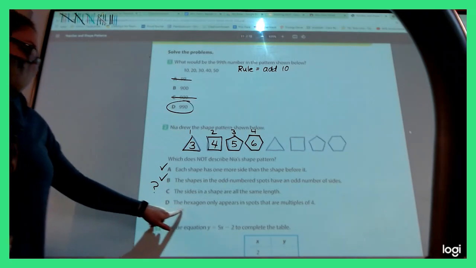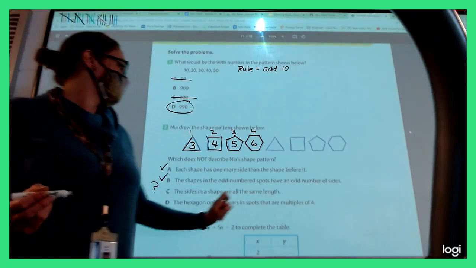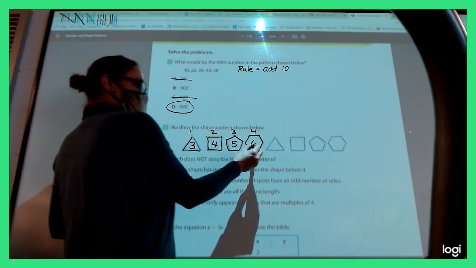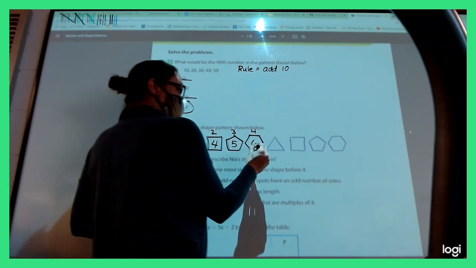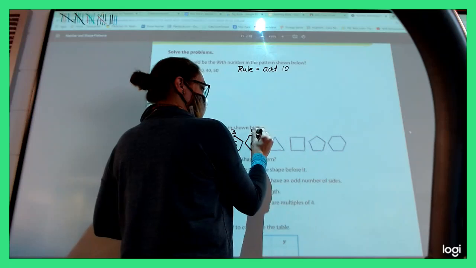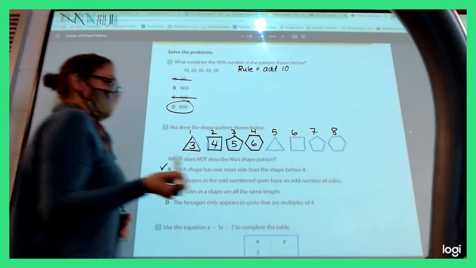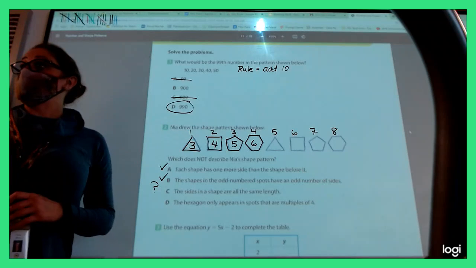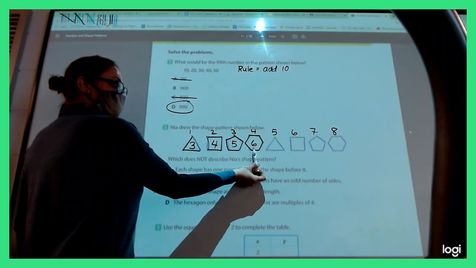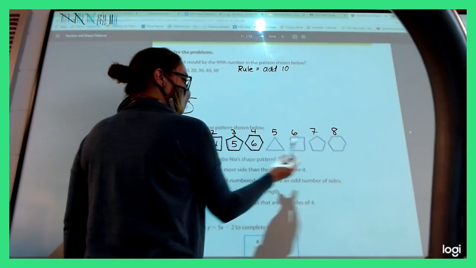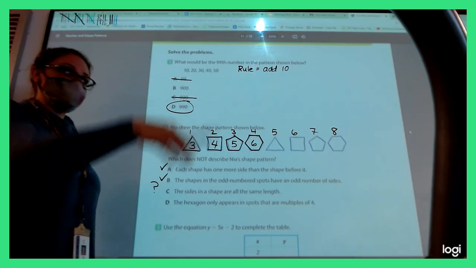D. The hexagon only appears in spots that are multiples of 4. So the hexagon is this one, right? So multiples of 4 would be skip counting by 4. So if I count, this would be 5th spot, 6th spot, 7th spot, 8th spot. Do you think our pattern will continue that way? Yes. The hexagons are always in a spot that's a multiple of 4. So they're in spot 4, they're in spot 8, they would be in spot 12, and so on.